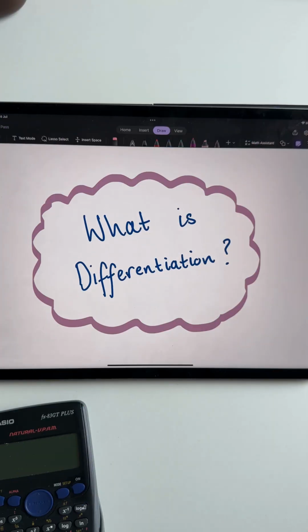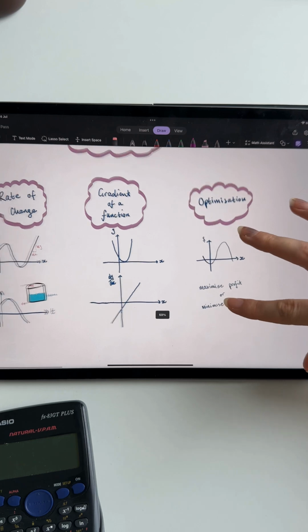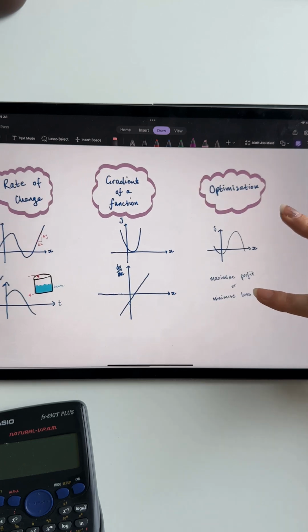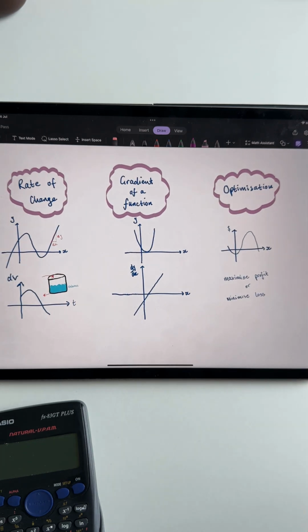What is differentiation? It's probably something you've asked yourself if you're doing higher maths this year. So you get introduced to this topic and you get told a bunch of rules, but sometimes it's useful to talk about what is differentiation in the first place? What does it relate to? Generally speaking, you will speak about differentiation in terms of the rate of change, the gradient of a function, and we also talk about optimization as well.